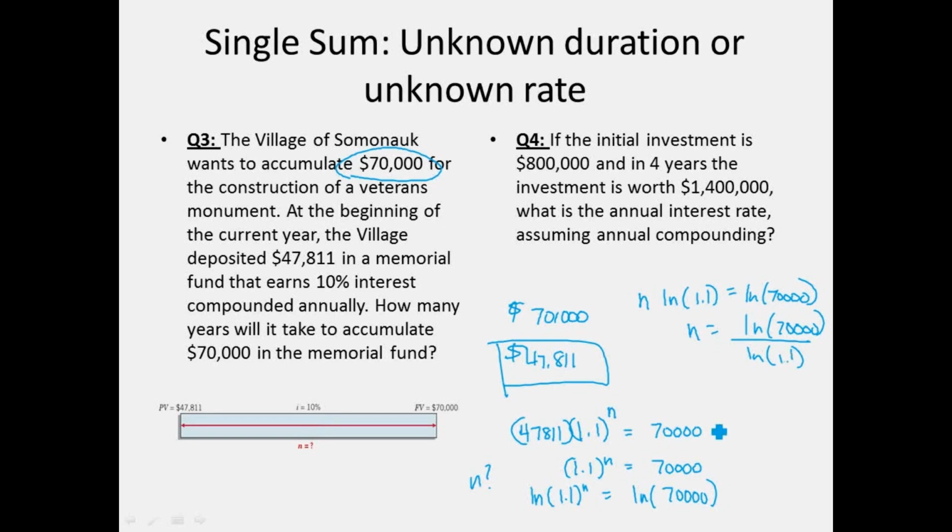Oh, right, sorry. So 70,000 divided by 47,811. Whatever that number is. 464? Okay, thanks. So anyway.